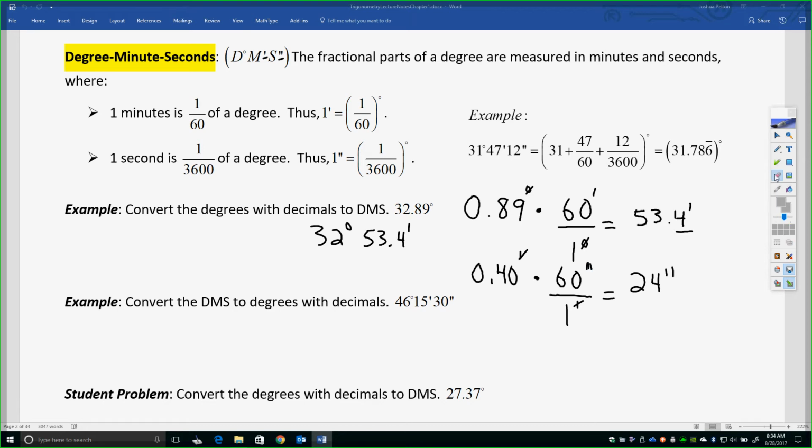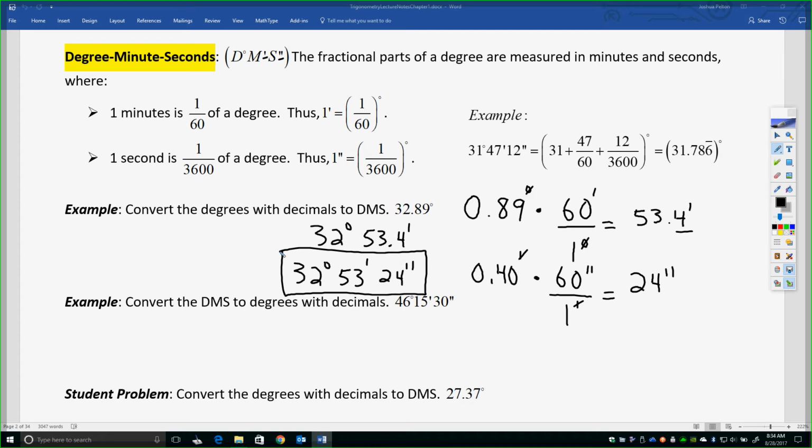Sorry. Let me erase that a little bit there. There we go. Okay, so we have 32 degrees, 53 minutes, and 24 seconds. So that's going from degrees to DMS. Now let's go from DMS to degrees.